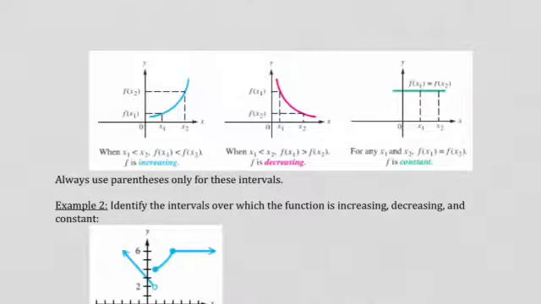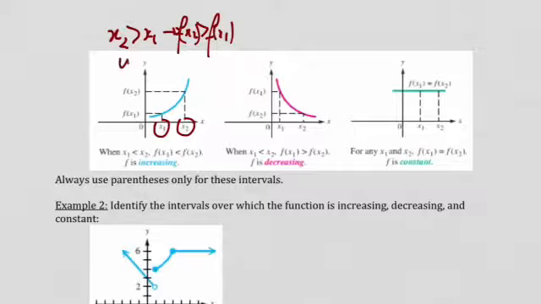Well, we take two values of x, and we look at which is the highest value. In this case x2 is greater than x1. If you have x2 greater than x1 and f of x2 greater than f of x1, that means it's increasing. So I could write right there x2 greater than x1, and f of x2 greater than f of x1. So that means it's increasing.